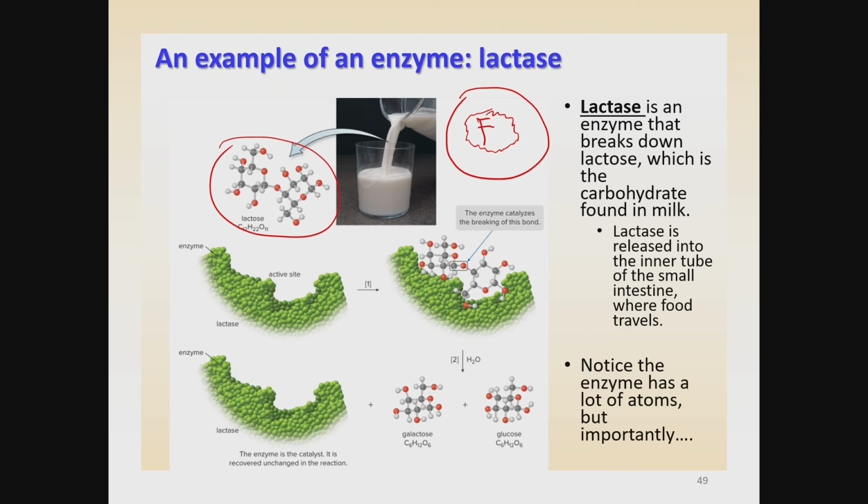What happens is that the cells lining the inner tube of the small intestine create the enzyme lactase, and it goes into the inner tube and breaks down lactose molecules, which you sort of see a picture of here. And the way it breaks down lactose molecules is actually not unlike how we saw metals reacting molecules together. So I want to explain that.